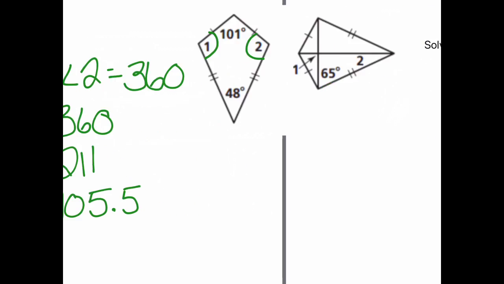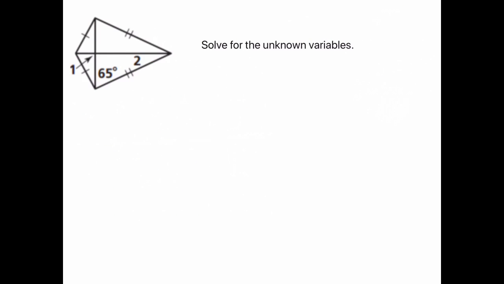And then our last one for today is another question from our practice, and it wants us to solve for the unknown variables. So once again, we have a kite, and it is important to remember in kites that our diagonals always cross at a right angle. So already we know that angle 1 equals 90 degrees. If angle 1 is 90 degrees, so is this angle here.